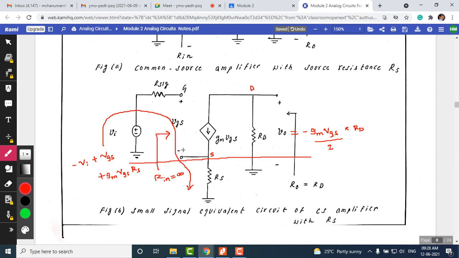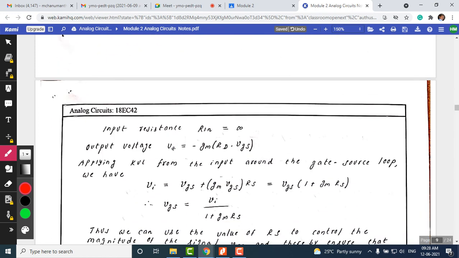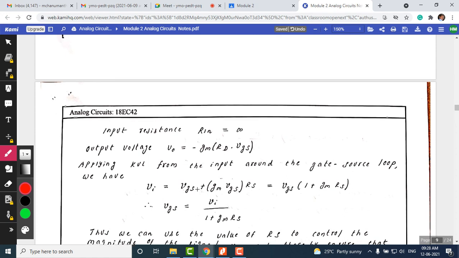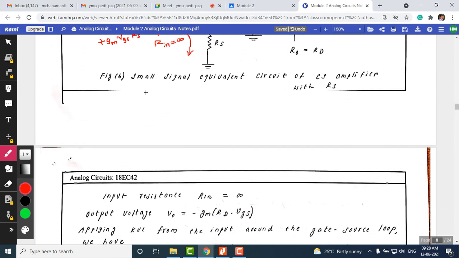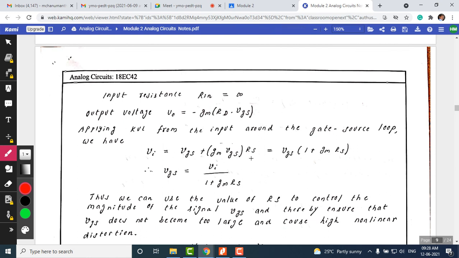If we apply KVL between the gate and the source loop, you can simplify this and obtain the equation for VI. So you can see the same equation is written here. VI, if you transfer to the other side, is VGS plus gm VGS times RS. VGS can be taken out as a common factor from these two, so we get 1 plus gm into RS. Now we can write the equation for VGS, which is VI divided by 1 plus gm into RS.